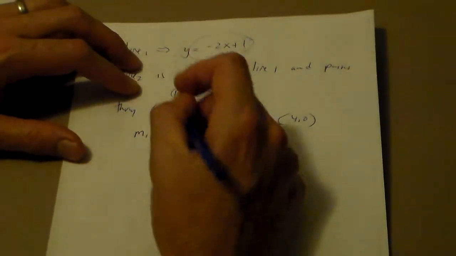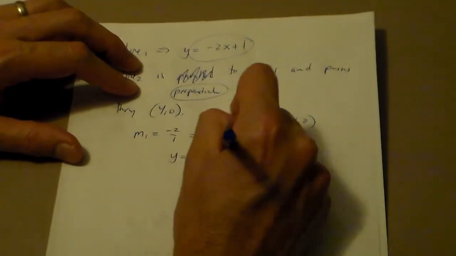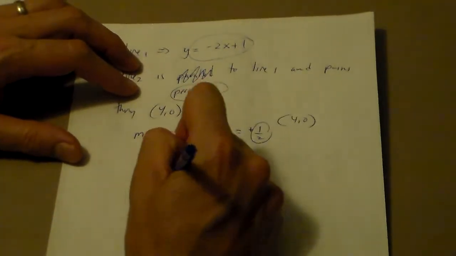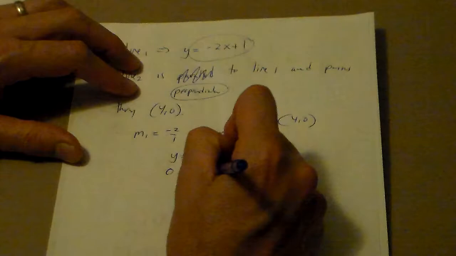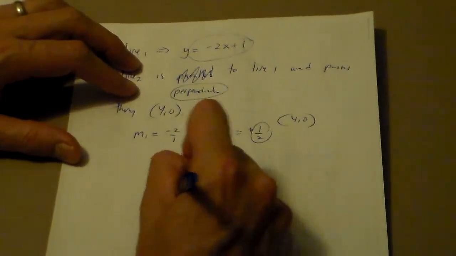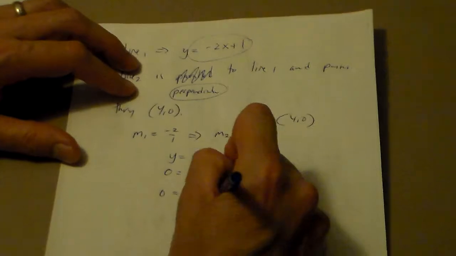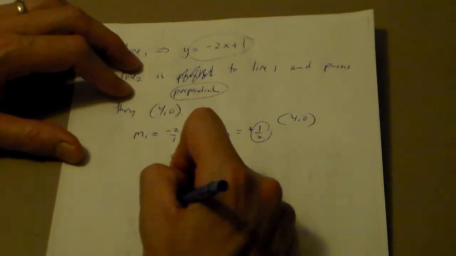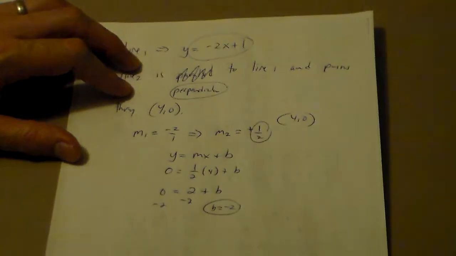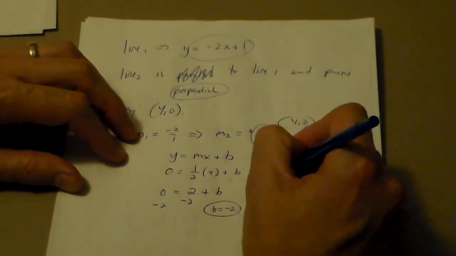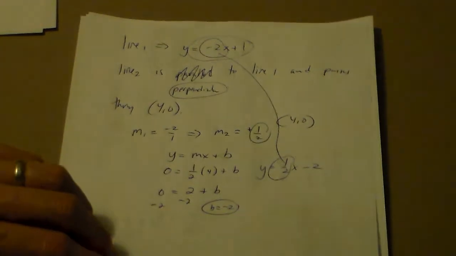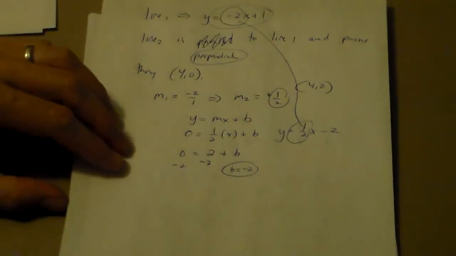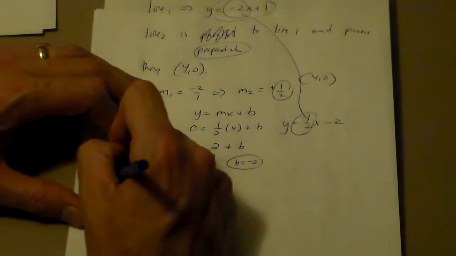I've got to plug that in. So I write down y equals mx plus b. My y is 0. My slope is 1/2. My x value is 4 plus b. 0 equals 1/2 of 4 is 2. 2 plus b, -2 minus 2, b equals -2. So your equation is going to be y equals 1/2 x minus 2. Just double check, look at your slopes. Are they negative reciprocals of each other? Absolutely, absolutely.